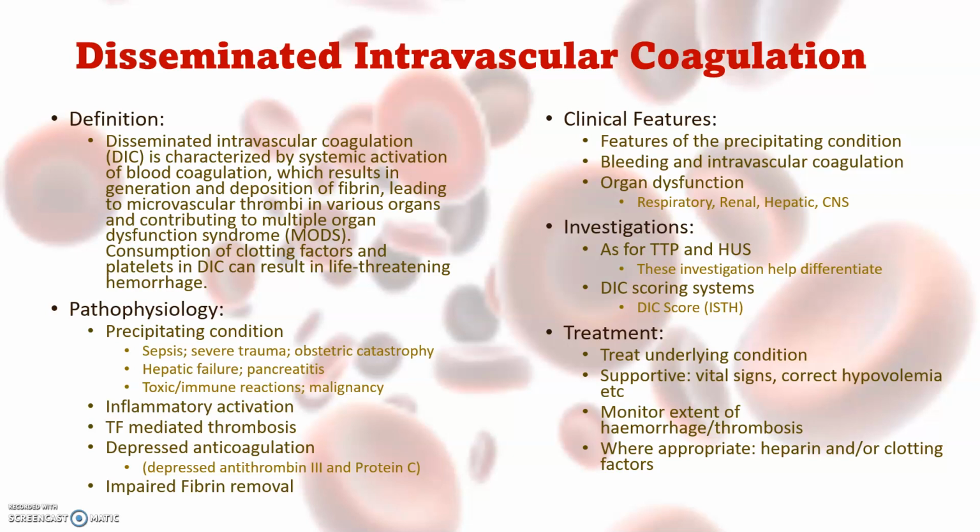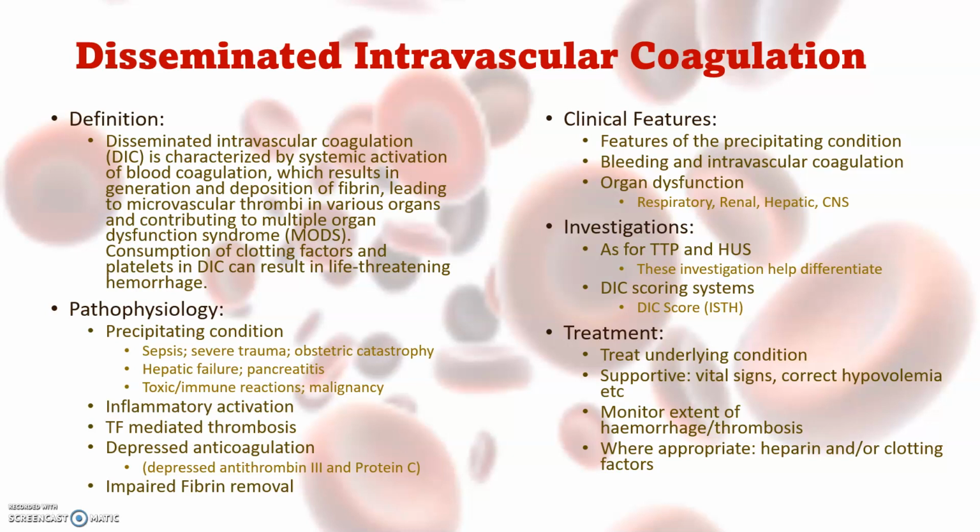In this condition, a variety of severe illnesses can cause a systemic inflammatory reaction or activation, and specifically tissue factor-mediated intravascular thrombosis. In addition to depressed anticoagulation and impaired fibrin removal, this combination leads to a depletion of clotting factors and a bleeding tendency. So the patient presents with the features of their precipitating condition plus bleeding and intravascular coagulation plus multiple organ dysfunction.